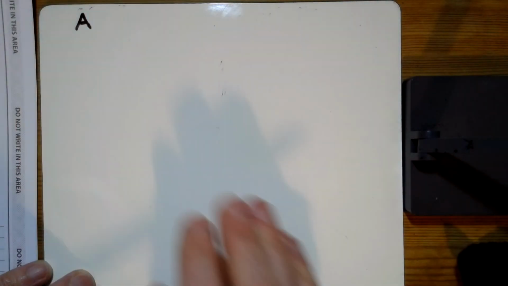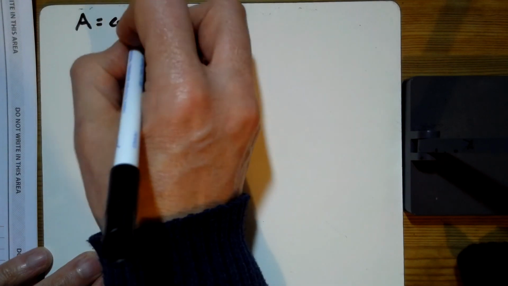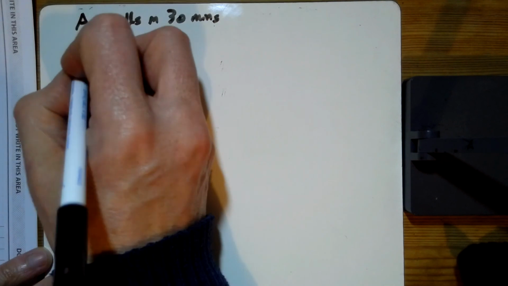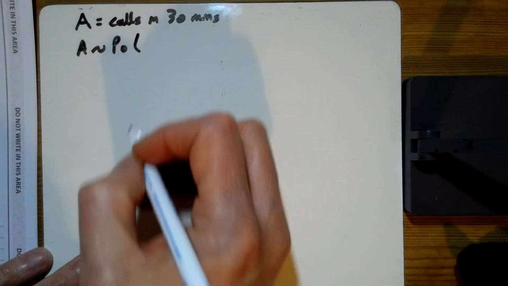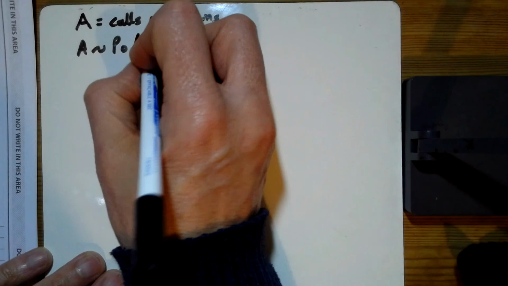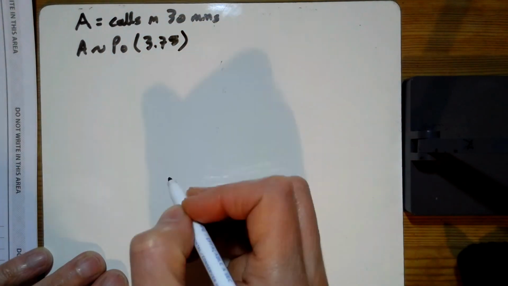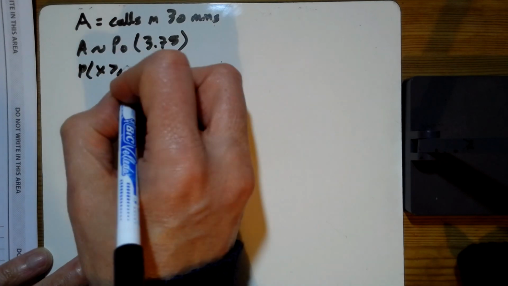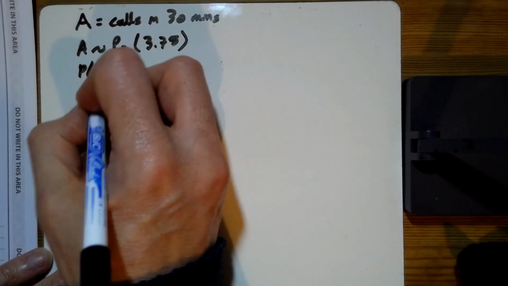Question 2 is our standard Poisson binomial, all the rest question. I did just have to check that I hadn't accidentally picked up the AS paper, because this is so AS-y, isn't it? So if we go for A equals calls in 30 minutes, because that's what we're asking for in part A, then A is a Poisson with a mean of, well, you've got 1.25 in 10 minutes, so we've got 3.75 in 30 minutes. And we want the probability that X is at least 2, so the probability that A is greater than or equal to 2.